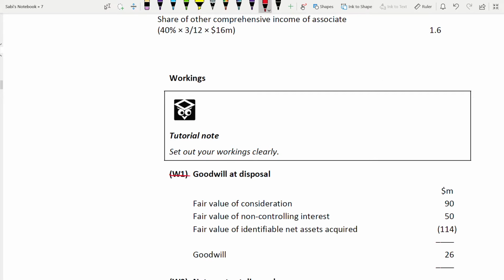What is the number of the working? And you have written also what you are calculating. It is goodwill at disposal. Please label your workings. Don't just write working one and start calculating. What is it? Goodwill at disposal.